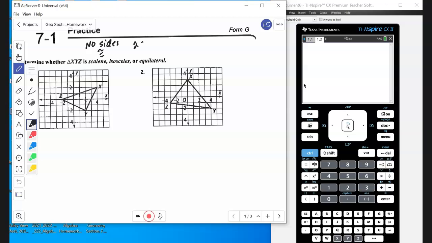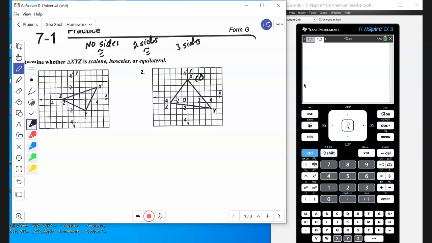Isosceles means we have two sides that are congruent. And equilateral means three sides are congruent. So the question is, how do we know what type of triangle it is? You have to find the distance of each measurement of the side of the triangle. So I'm going to label my ordered pairs.